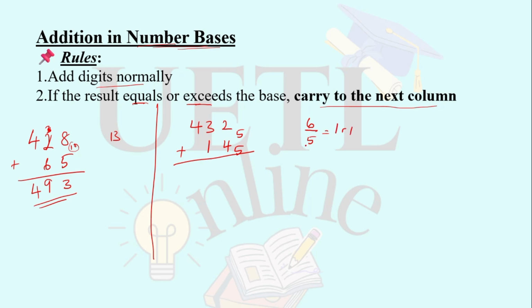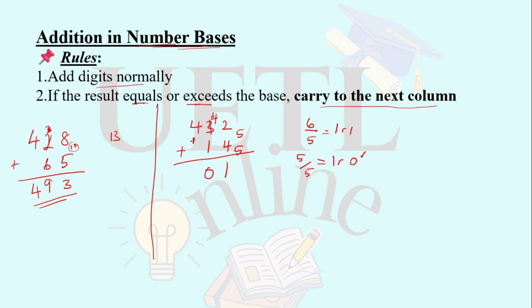Now we are supposed to write our remainder, which is 1, and carry the 1 to the next column. So 3 becomes 4. Now we say 4 plus 1, we get 5. We divide 5 by 5 because it equals the base. We get 1, remainder 0. We write our remainder, 0, here, and carry the 1 to the next column.